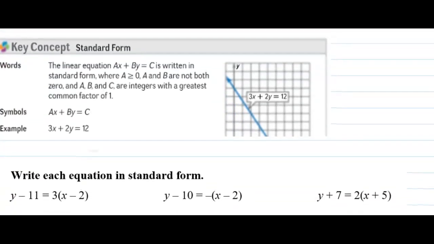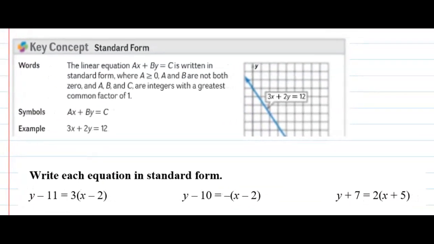Let's talk about standard form, our third form of a line. Standard form is when x and y are on the same side, the left side of the equal sign. x and y have coefficients that are not fractions, they are integers. That means no fractions. And the coefficient of x must be positive.